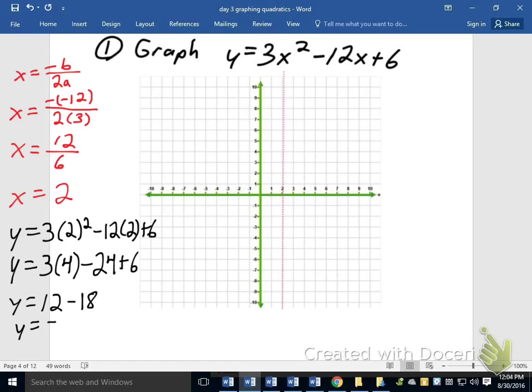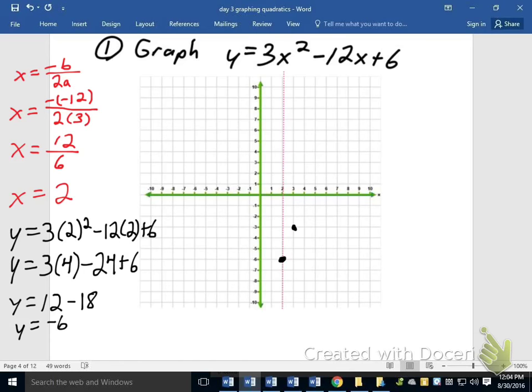And I get -6. So 2, -6, that is my vertex. Now that I've got my vertex, I can look at what my A value is and I can finish graphing out my quadratic. I'll come down here. When I go to the right 1 unit, 1 squared is 1, but I'm multiplying that by 3. So I'm actually going to rise by 3 units when I go to the left or right 1 unit.